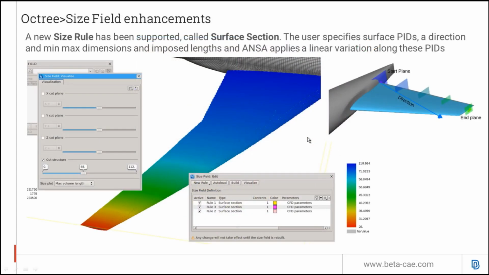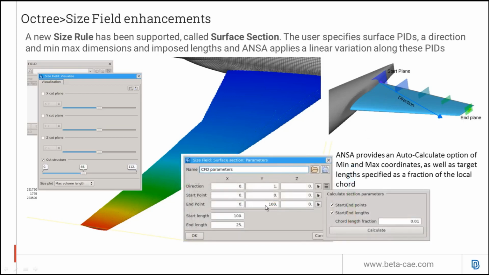Moving on to size field enhancements, a new size rule has been added in ANSA. It's called surface section. The user specifies on which surface PIDs this will be applied. They specify a direction along which this will run, and minimum and maximum dimensions and imposed lengths at the two ends. In this way, for example, the user can specify a direction along a wing, the start point and the end point, and the maximum length at the two ends.